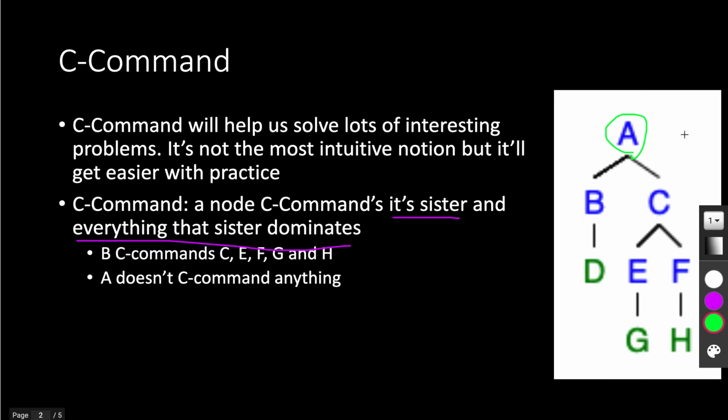And this is a really striking contrast with dominance, right? Because A dominates everything else in the tree. It dominates B, C, D, E, F, G, H, right? But it doesn't C command any of them. All that it means to C command is to look at a node's sister, and then, including that sister, everything it dominates.